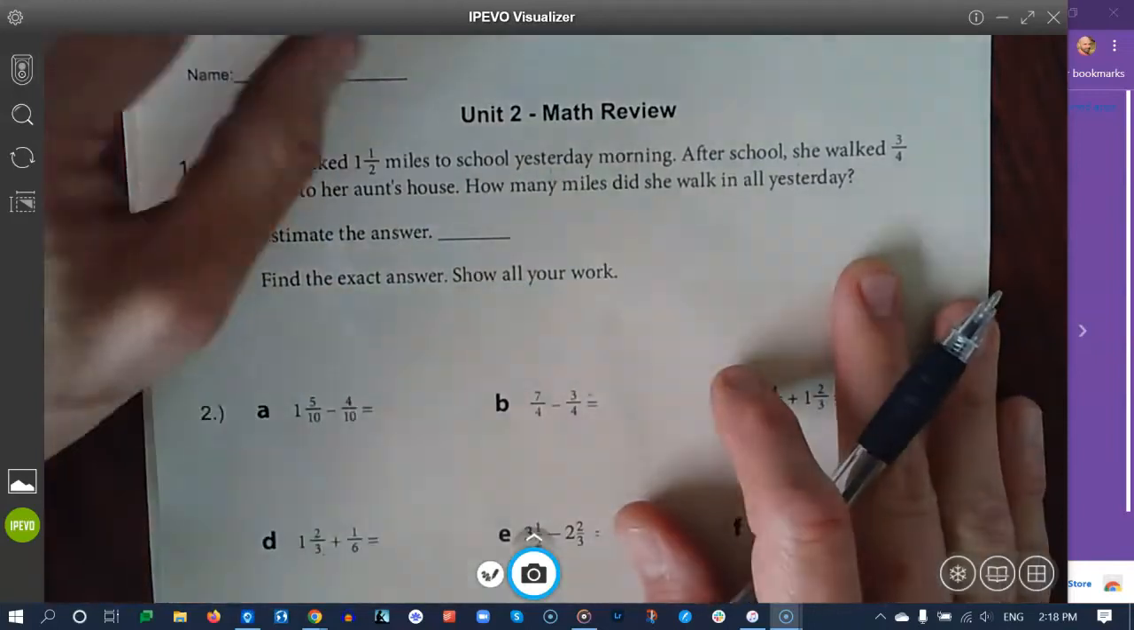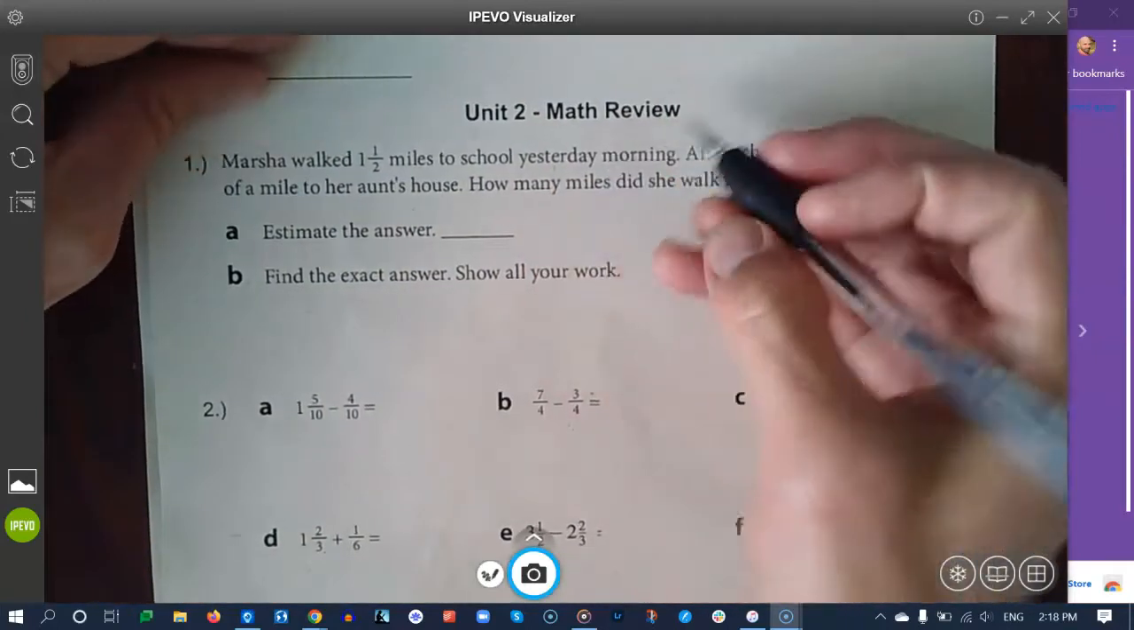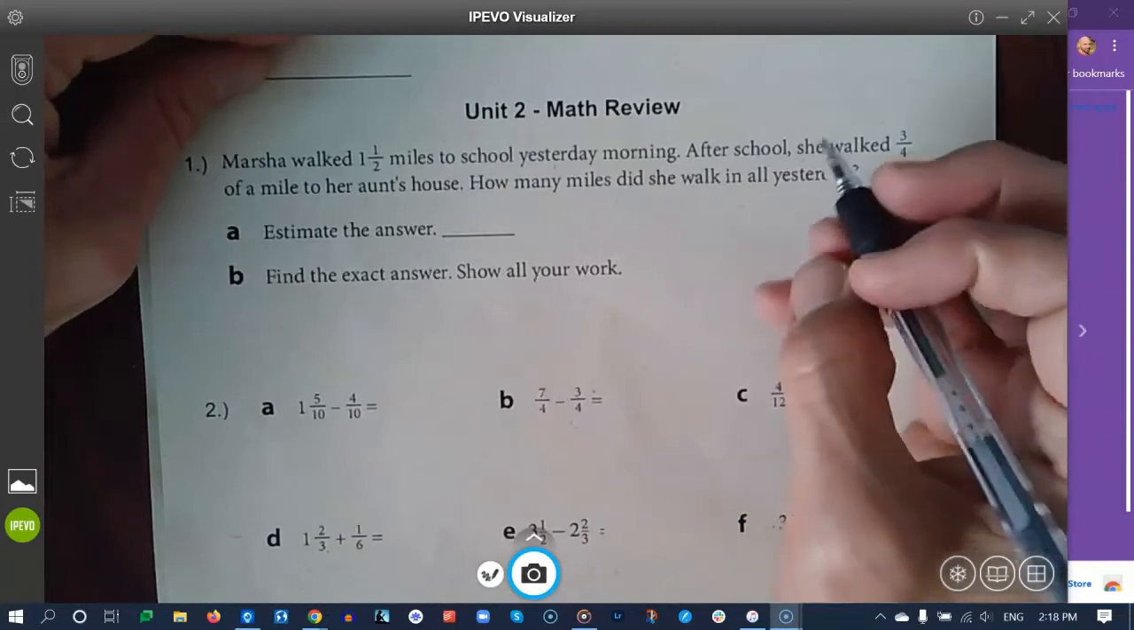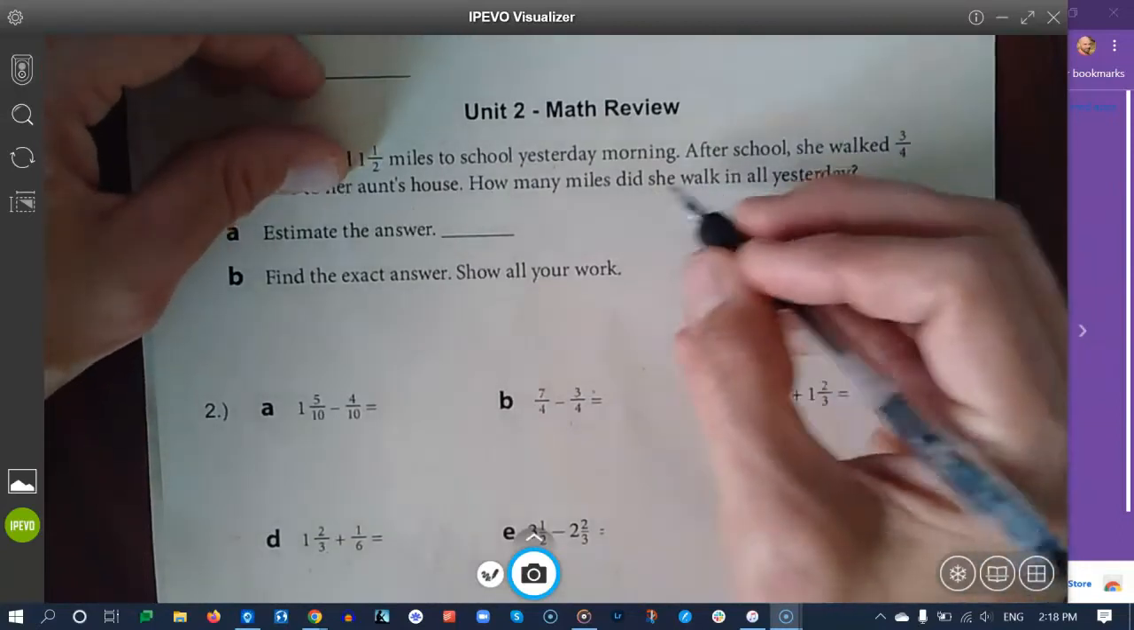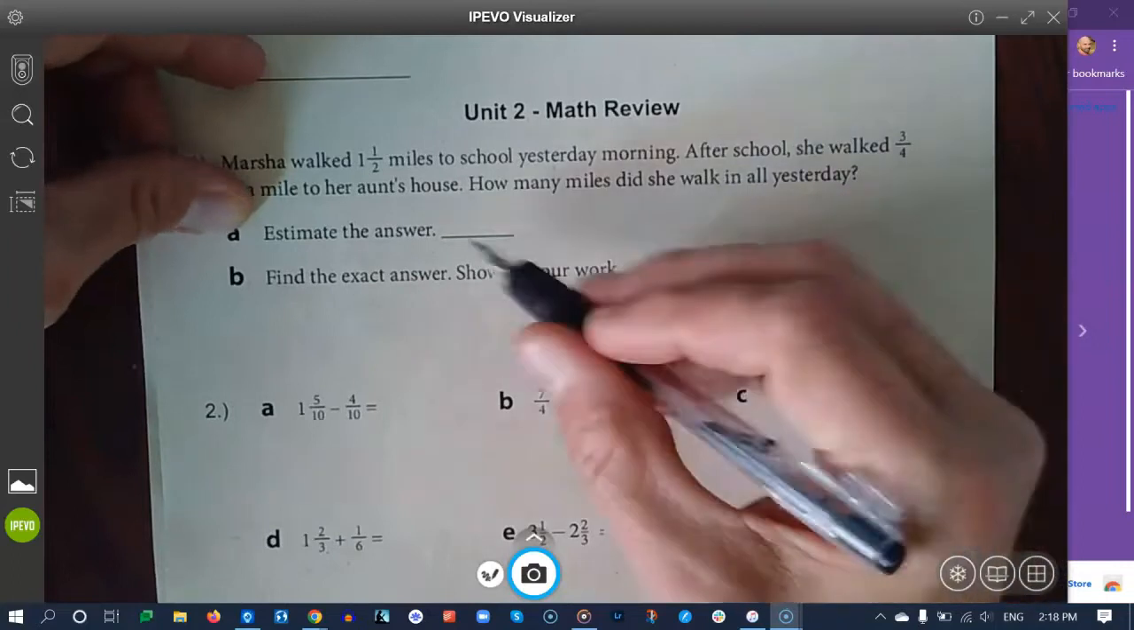All right, so here's the key. Marcia walked 1.5 miles to school yesterday morning. After school, she walked 3/4 of a mile to her aunt's house. How many miles did she walk in all yesterday? So it first says estimate.